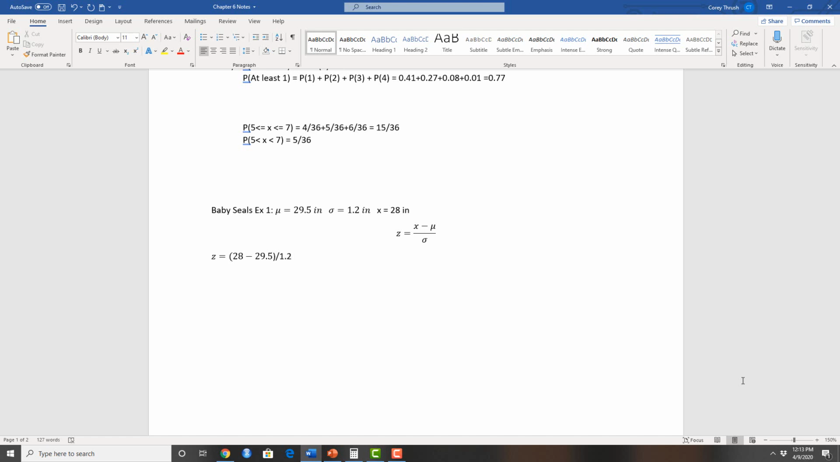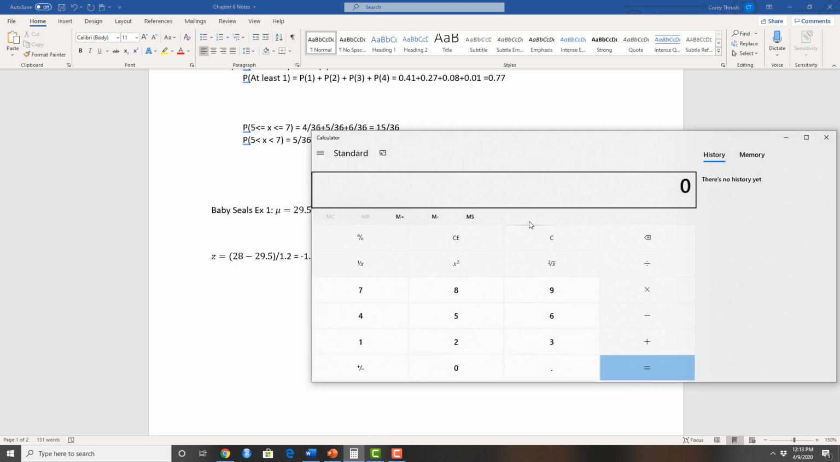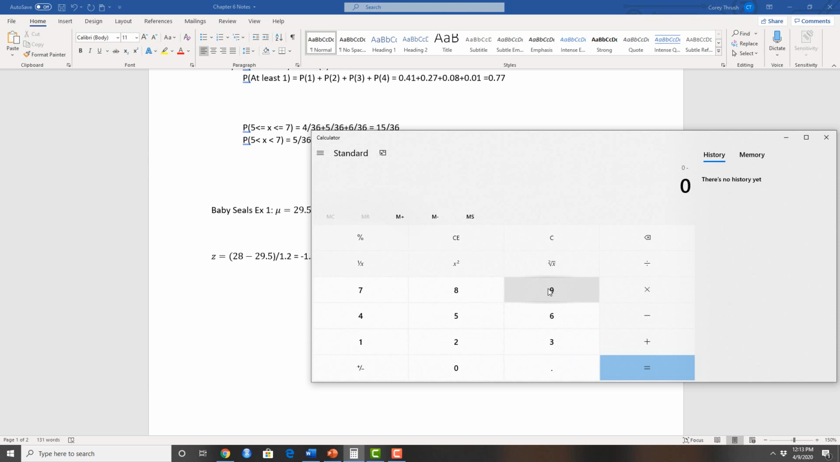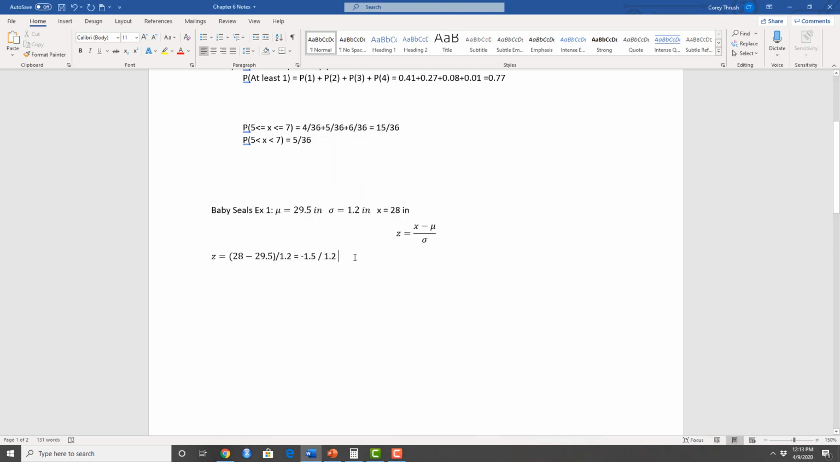1.2. That equals negative 1.5 divided by 1.2. So what's negative 1.5 divided by 1.2? That is negative 1.25.